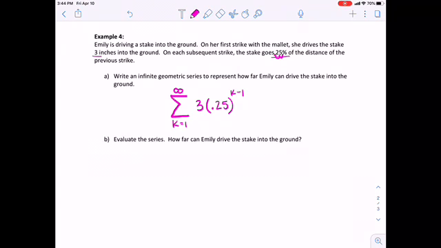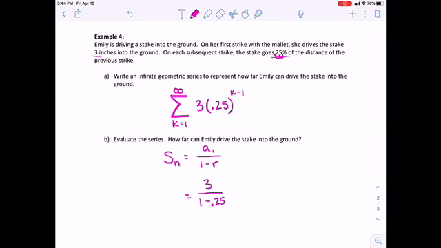Once I know that, I can evaluate the series to figure out how far Emily can drive the stake into the ground. I'm going to use my infinite formula, which is s sub n equals a sub 1 over 1 minus r. Now I know that a sub 1 was that 3 because that was the first number in the series, that was the first strike, over 1 minus my r, which is 0.25.